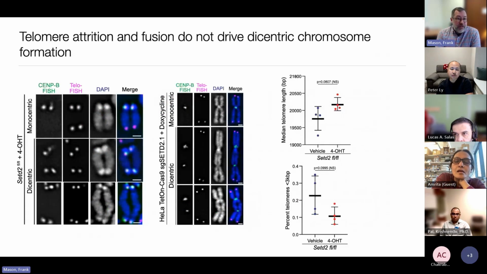SETD2. And to test whether there was telomere fusion, we isolated metaphase spreads and performed FISH for the telomeric DNA. And if you have telomere fusion, you would anticipate seeing a telomeric FISH signal between the 2 centromeres, and we did not see that. And we also quantified telomere length, and we see that when we knock out SETD2, it doesn't significantly change the telomere length. The telomeres don't appear to be shorter, at least at this time point. So we think that telomere attrition or telomere fusion might not be the primary driver of dicentric chromosome formation.